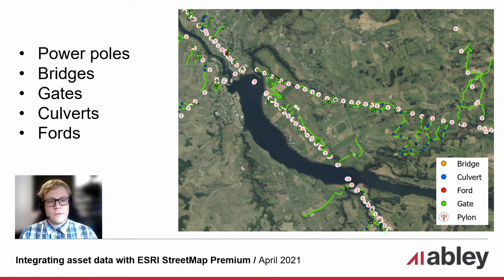Transpower came to us with a dataset of tracks and various point locations such as power poles, bridges, gates, and a desire to be able to navigate to these different assets. This presentation will show the process we developed to integrate these features with StreetMap Premium, as well as some of the challenges faced when working with data in different formats. The end result was a mobile map package for use in ArcGIS Navigator, capable of providing turn-by-turn directions to specific assets such as power poles.